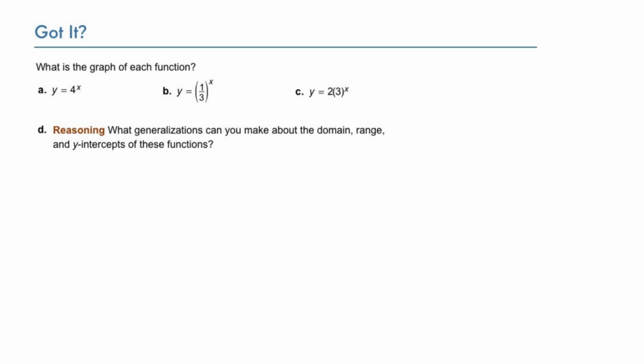Your turn. What is the graph of each function? Part A, y equals 4 to the x power. Part B, y equals 1/3 to the x power. And part C, y equals 2 times 3 to the x power. And part D, a reasoning item. What generalizations can you make about the domain, range, and y-intercepts of these functions?